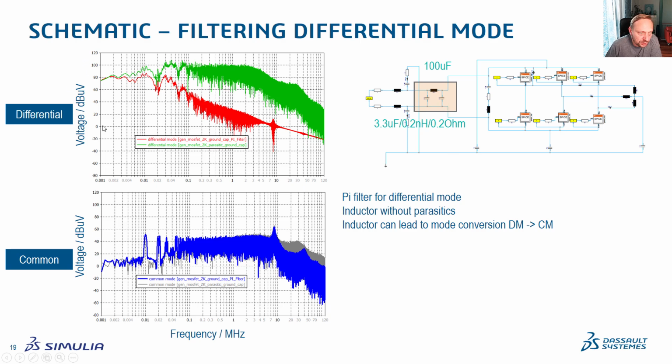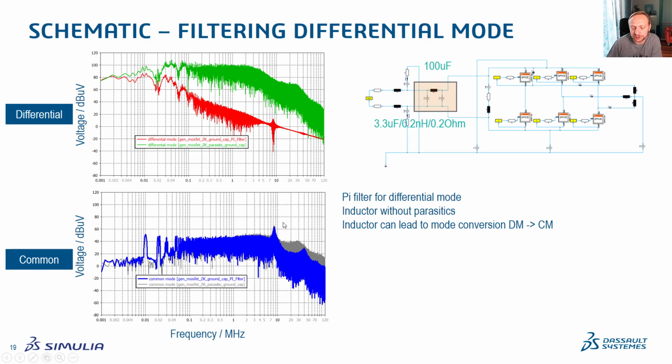That's also what we see in the spectrum calculated here on the left-hand side. You see the differential mode has now dropped over the whole frequency band, mainly due to this huge inductor. At high frequencies there is excellent filtering. At low frequencies, of course, it's a little bit more challenging. And the common mode has also been affected slightly here.